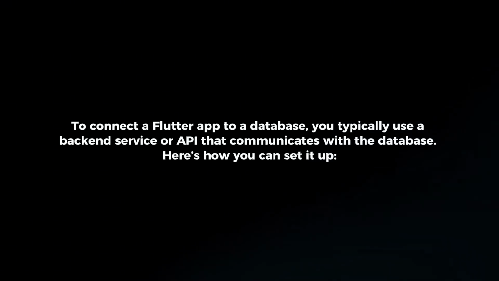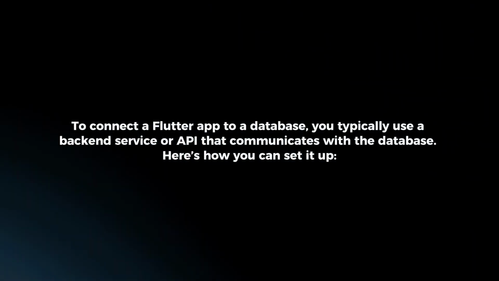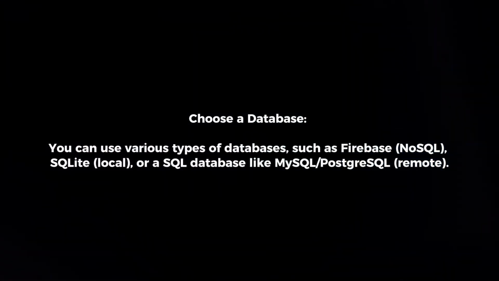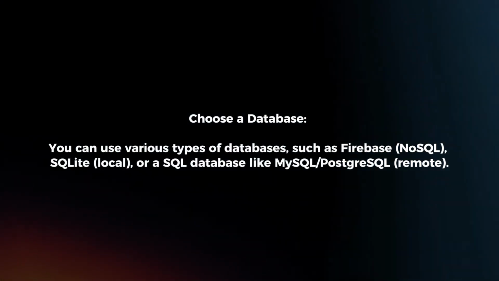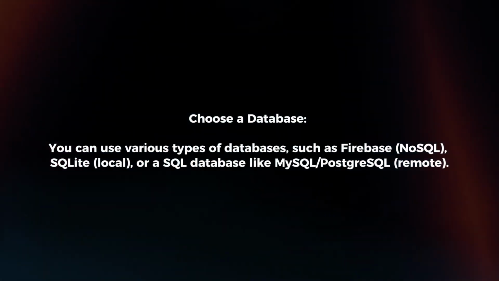To connect a Flutter app to a database, you typically use a backend service or API that communicates with the database. Here's how you can set it up. Choose a database. You can use various types of databases, such as Firebase, SQLite, or a SQL database like MySQL or PostgreSQL.